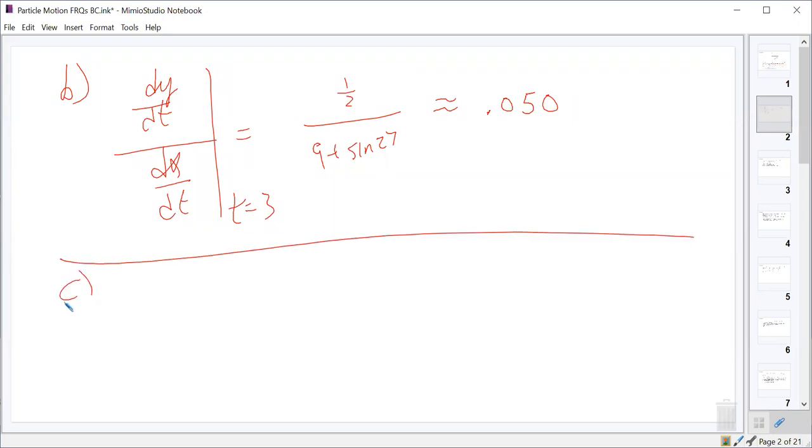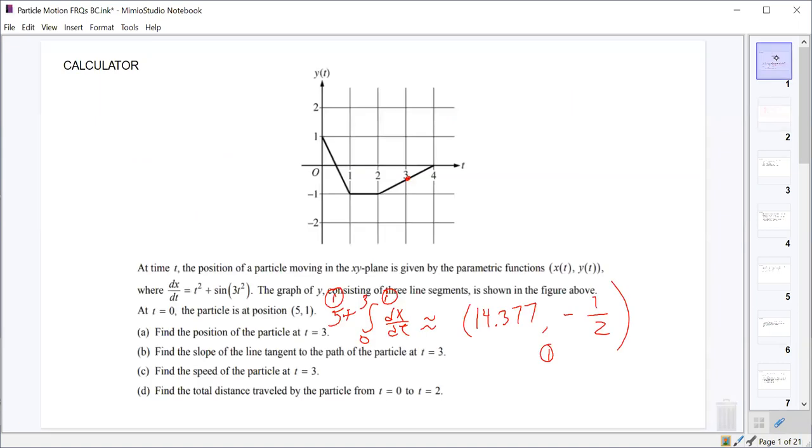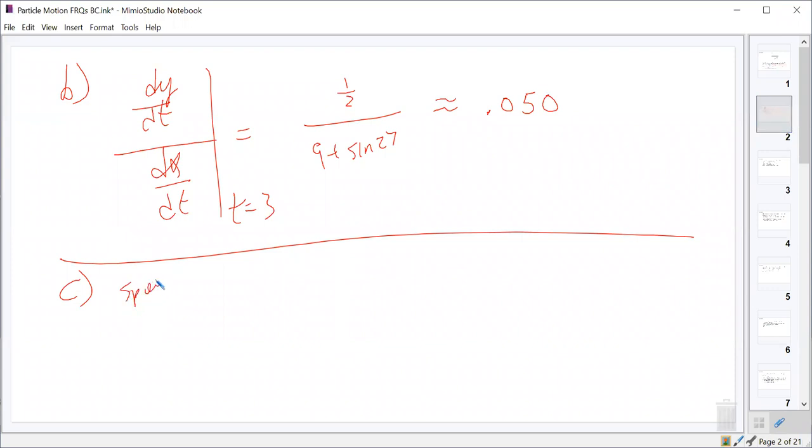Part C, find the speed. So we need to remember that speed is the absolute value of velocity, right? That's always true. So it's the absolute value of the velocity vector, right? So since we're talking about a vector here, the absolute value of the velocity vector ought to be (dx/dt, dy/dt), right? That's what we're looking for.